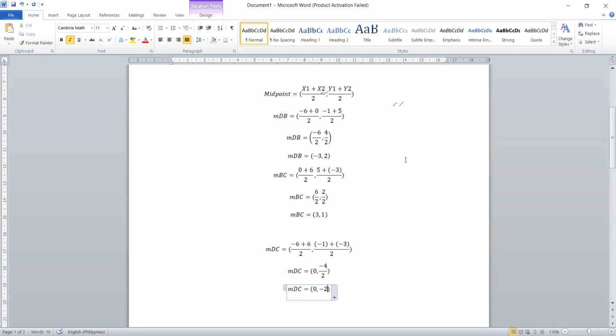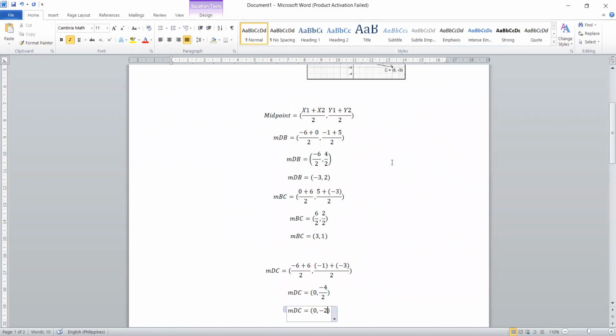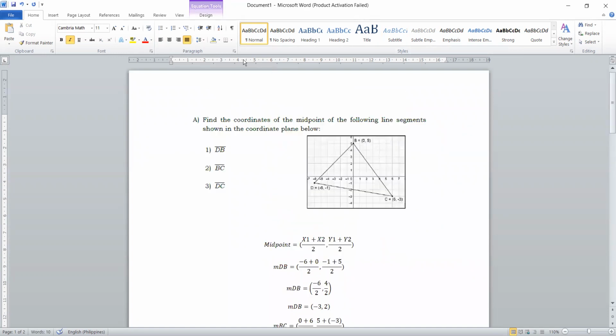So you can check that again. 0, -2. So plot 0 and -2. So that's right. That's the midpoint for your line segment DC.